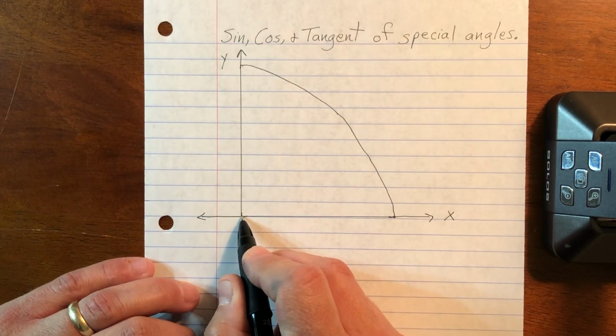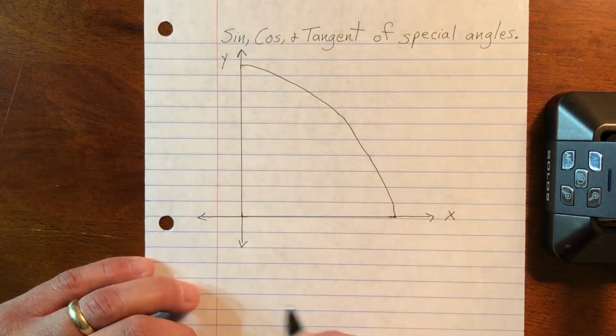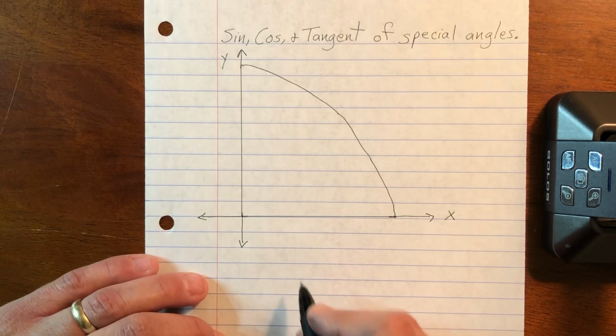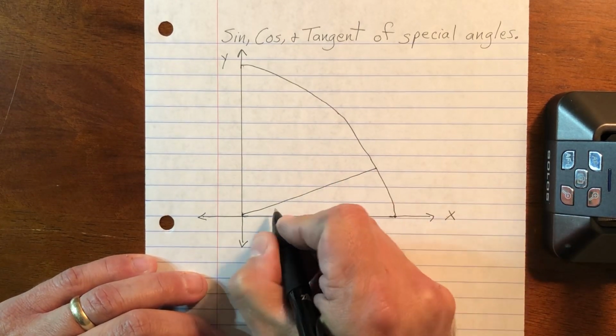The center of the circle is at the origin. So you've got an x-axis here, you've got a y-axis here. What I'd like to do is draw an angle, theta, that is 30 degrees.